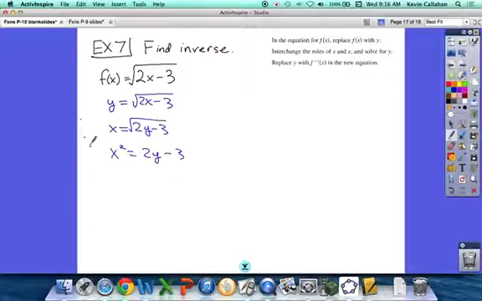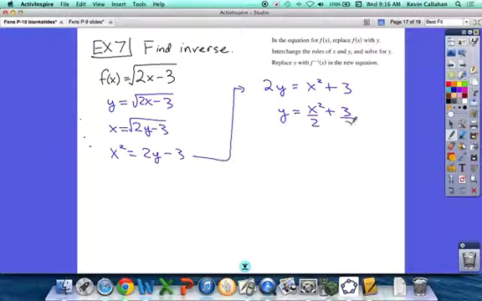Okay, now I can get at the y. I can isolate the y by adding 3 and dividing by 2. So this will be 2y equals x squared plus 3. y equals x squared plus 3 over 2. Then I can replace the y with f minus 1 of x.